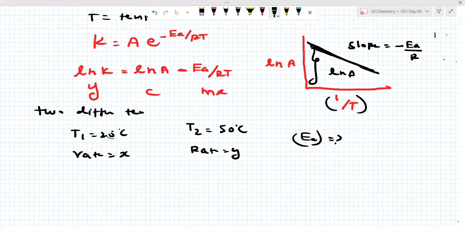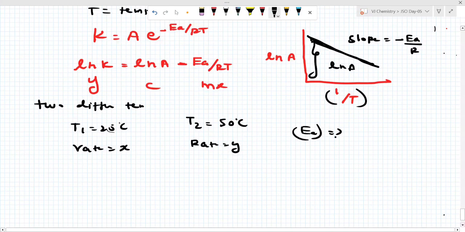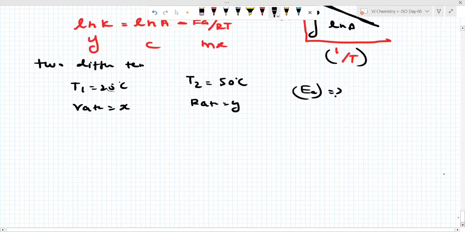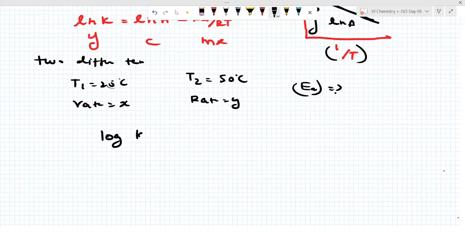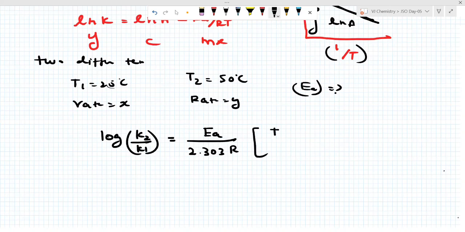Here they are going to give the direct equation. What is the equation? log k2 by k1 equals Ea by 2.303 R into (T2 minus T1) by (T1 into T2). This is the overall equation. This is very important. This is for two temperatures. In the question they will give two temperatures and ask for the activation energy.